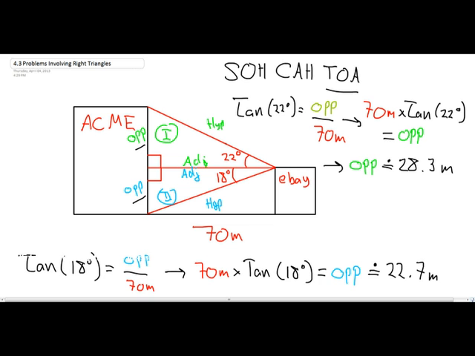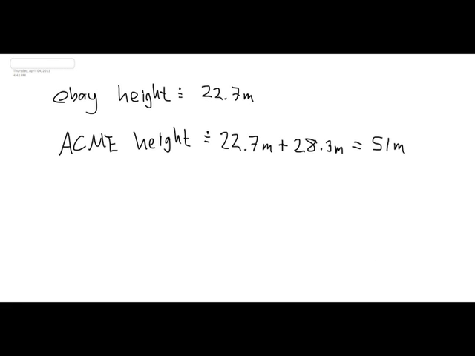Here we're looking for the opposite side of the triangle with the angle of 22. So the tan of 22 is equal to the opposite side divided by 70 meters. We find then that using our algebra trick, 70 meters times the tan of 22 is equal to the opposite side. So rounding to the nearest decimal, the opposite side is equal to 28.3 meters. So now that we know the two different opposite sides, let's find our final solution. Well, eBay's height is equal to 22.7 meters, and Acme's height is the combination of the two opposite sides, which equals 51 meters in total.